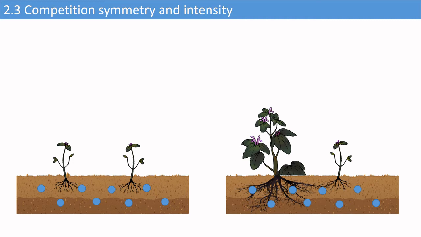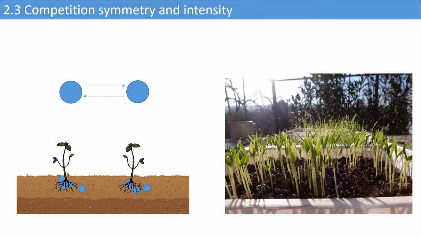Yet another way to classify competition is by its symmetry and intensity. We saw this at the very beginning of the lecture. Two plants can exert the same intensity of competition on one another, because the two have the same capability of exploiting the resources. This is because the two plants are very similar to one another, either by their physiological requirements, because there are different plant species that require the same resources, or, as we previously saw, because they are also genetically similar, as is the case between siblings. So here we have an example of symmetrical competition, where the intensity of competition from one plant to the other is exactly the same.